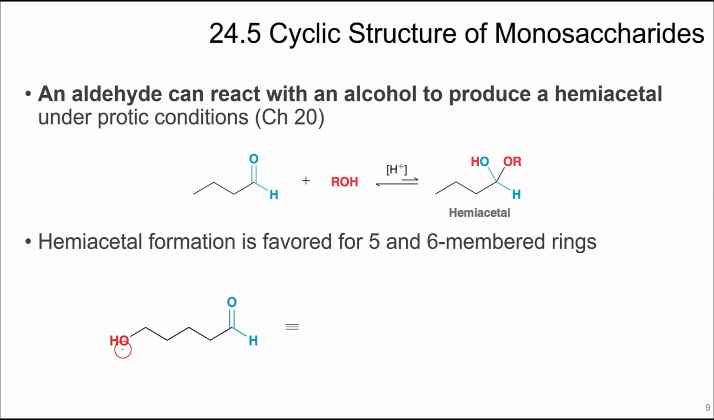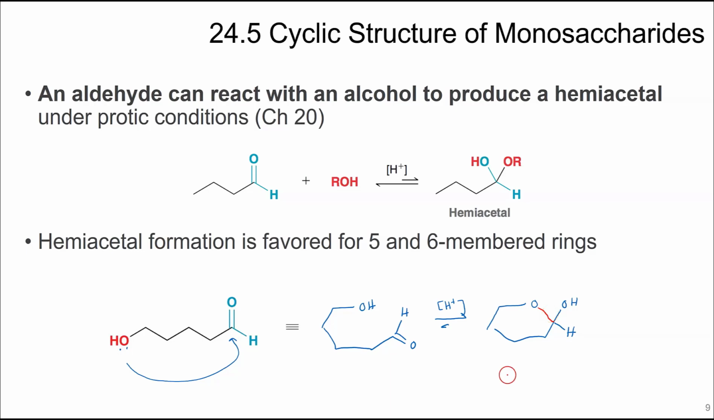So you can imagine this OH coming around to attack here, where we have the aldehyde. This is putting it into proximity of the aldehyde. And under acidic conditions, in equilibrium, the hemiacetal is favored. And that is the new bond that is created. This is a cyclic hemiacetal.